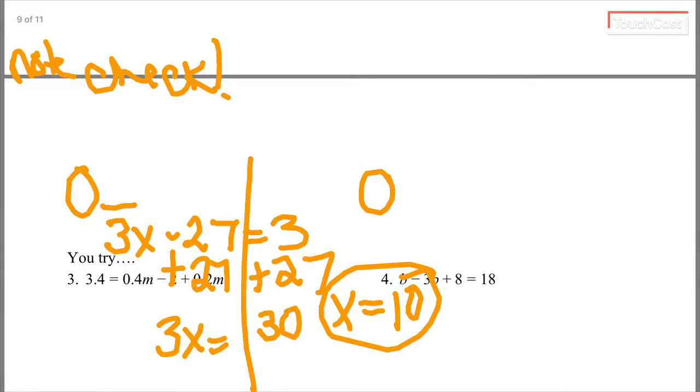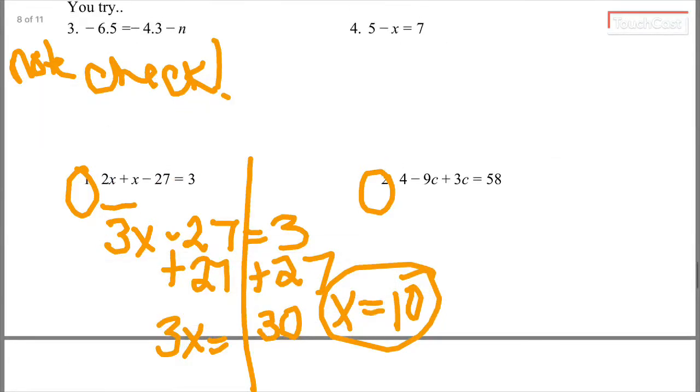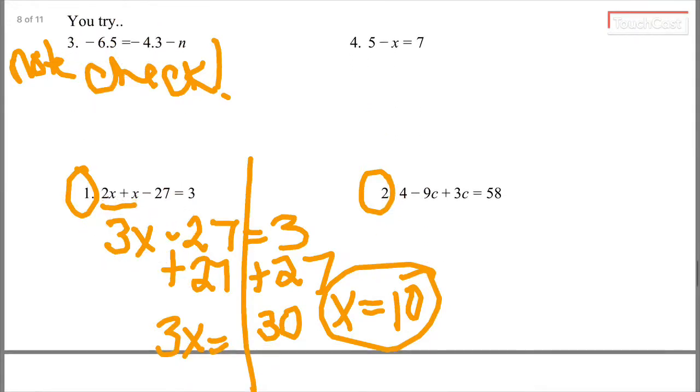Oops, sorry, that is scrolling on me. Let me get back up here. That's weird that it's doing that. Let me fix that. There we go.